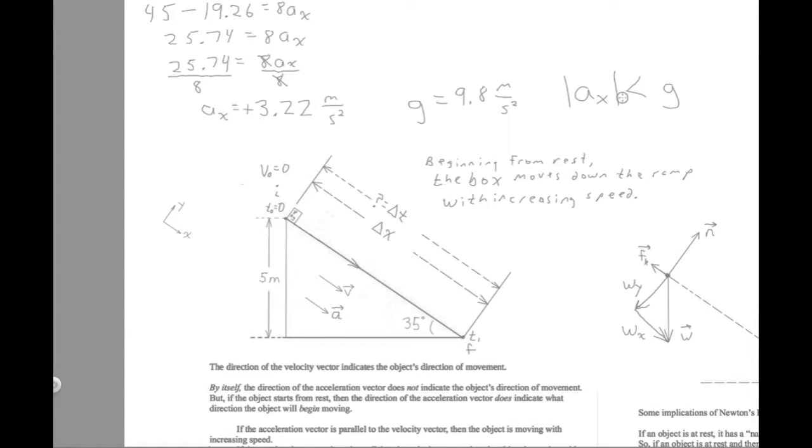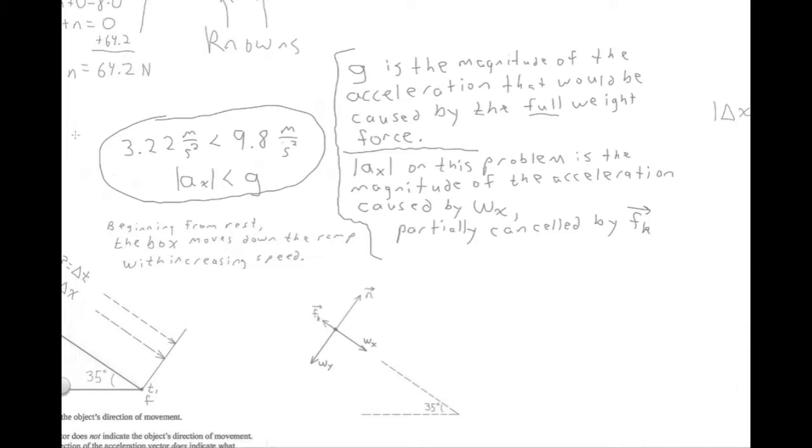But why does this make sense in terms of physics? Well, remember, what does little g stand for? Little g is the magnitude of the acceleration that would be caused by the full weight force. Remember that little g is the magnitude of the acceleration for projectile motion when the only force on the object is the force of the Earth's gravity. Little g is the magnitude of the acceleration when the only force on the object is the weight force.